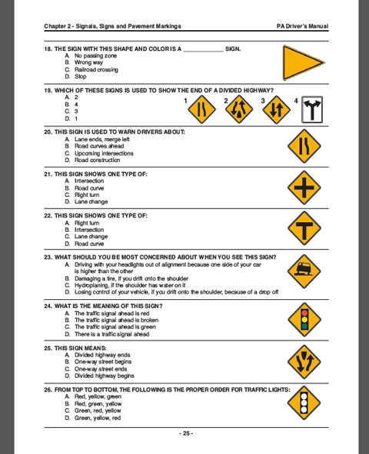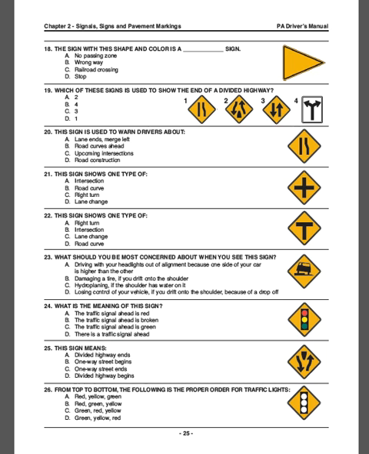18. The sign with this shape and color is what type of sign? A. No passing zone, B. Wrong way, C. Railroad crossing, D. Stop. The answer is letter A. A sign this shape and color will say no passing zone.